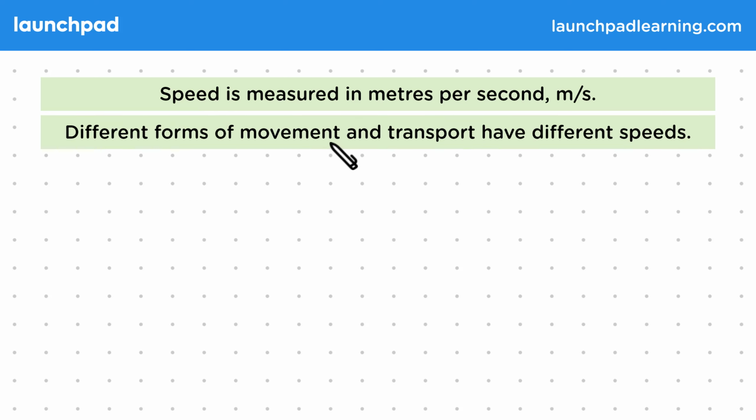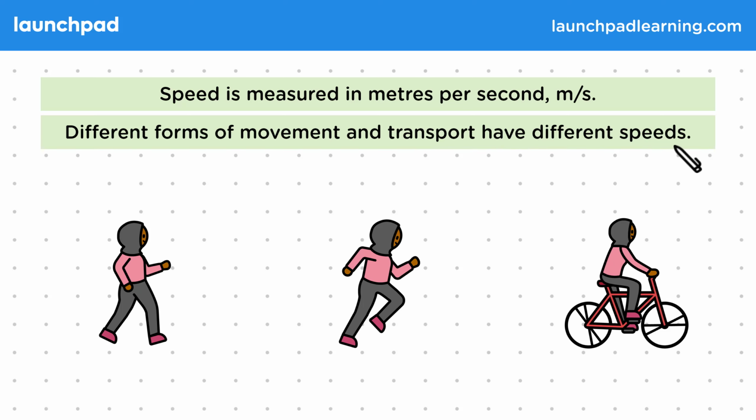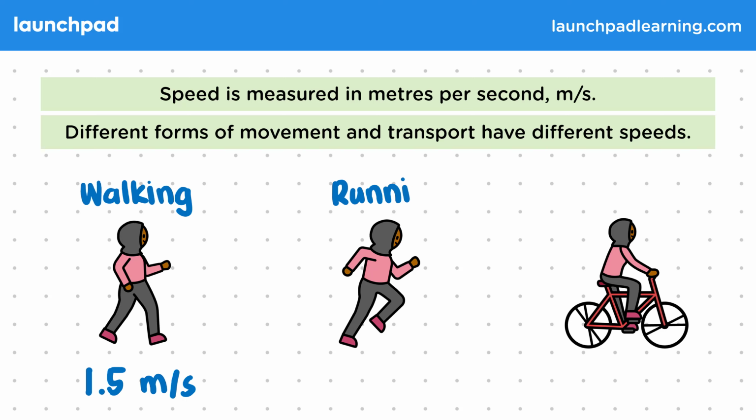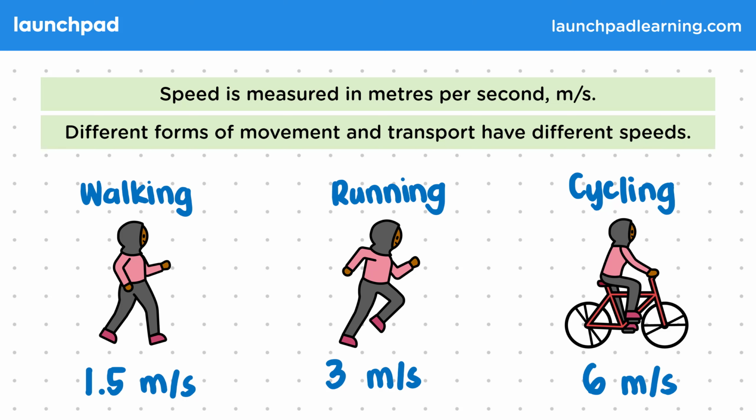Different forms of movement and transport have different speeds. So a typical speed for walking, for example, is 1.5 meters per second. For running, a typical speed is 3 meters per second, and a typical speed for cycling is 6 meters per second. You should be able to quote and use these exact values in an exam.